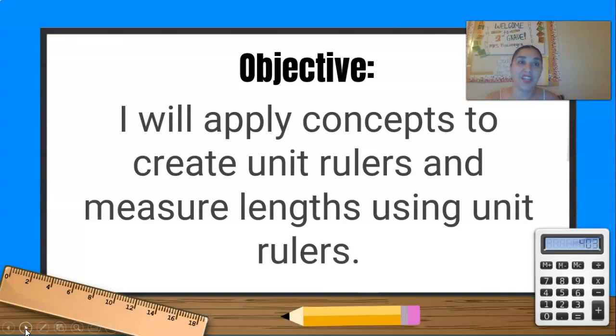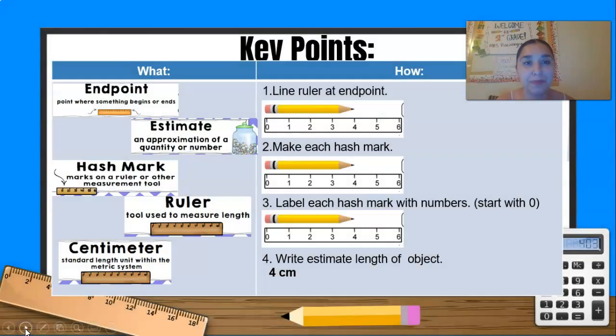By the end of the lesson, here's what we're going to do, boys and girls. We're going to be able to apply concepts to create unit rulers, and we're also going to measure lengths using unit rulers. Your turn to read the objective. Yes, by the end of the class, you're going to be able to apply concepts by creating a unit ruler and measure different items using that ruler. How can we do that?